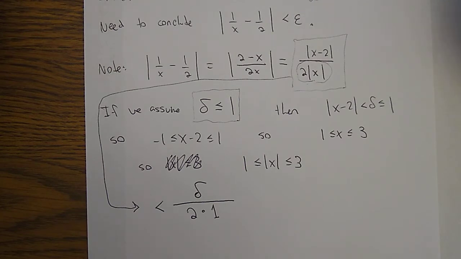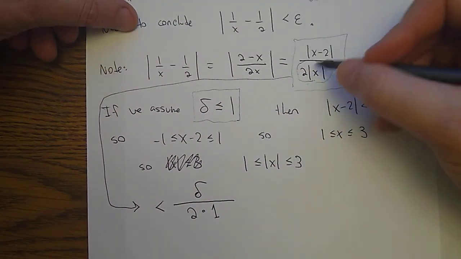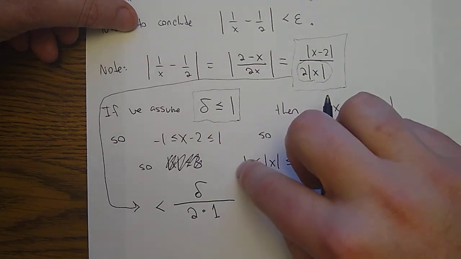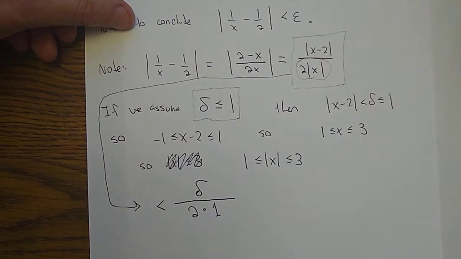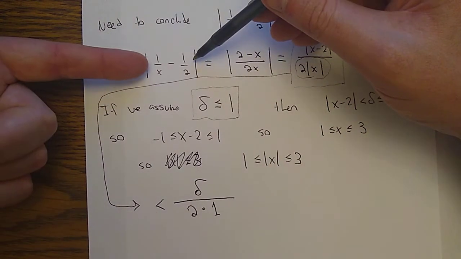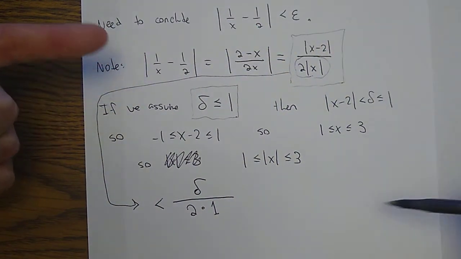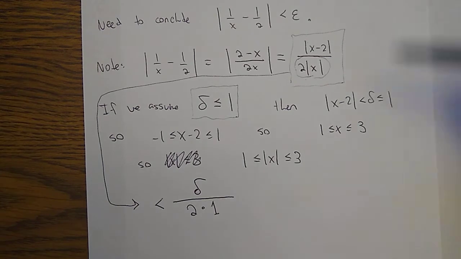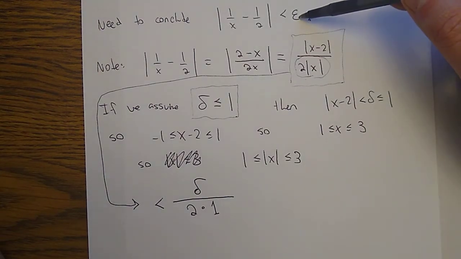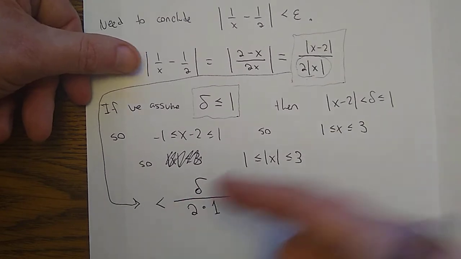So, okay, pay attention to what I'm doing here. Why did I replace this absolute value with 1 instead of 3? It's because I want the inequality to go the right direction. Ultimately, I want |f(x) - L| to be less than epsilon, right? Oh yeah, I wrote that here. I want this to be less than epsilon. So I need a less than.